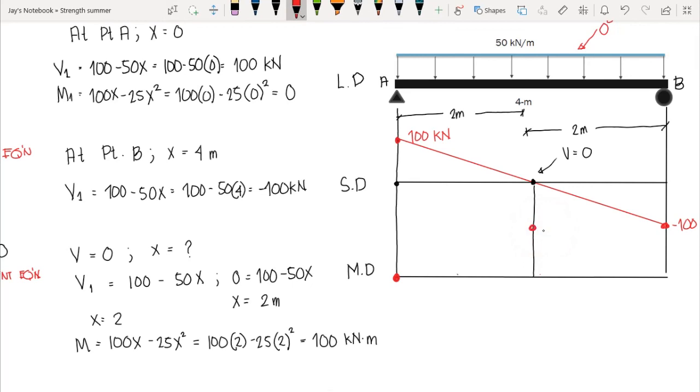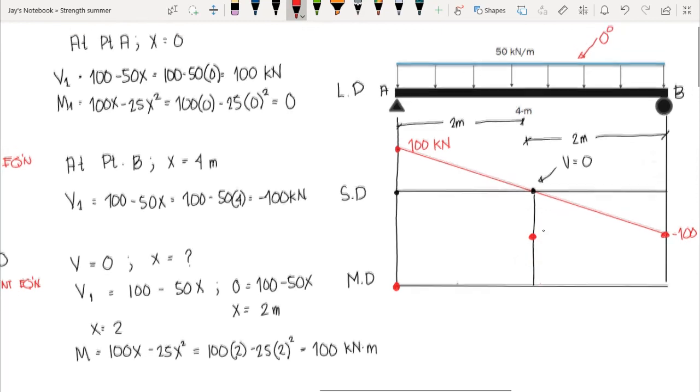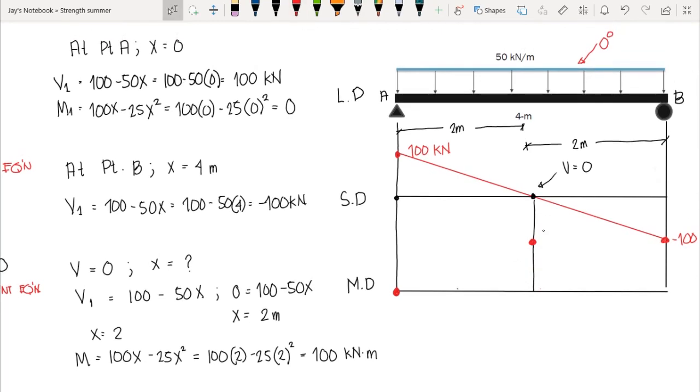Now, what is the curvature of our moment diagram? Take note, at this side, our shear is in the first degree, correct? It is in the first degree, and it is decreasing. Since it is decreasing, we have a frowning curvature, so we have our curvature like this. This is quadratic, this is second degree.